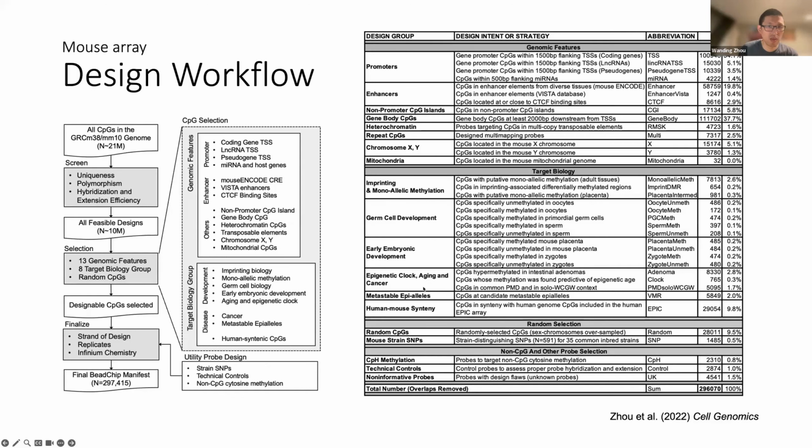But we also designed it with the goal of building data science tools such as epigenetic clocks, and to look at cross species, to study the conservation of epigenetic mechanisms across human and mouse. And aside from these designs with known biologies and known genomic content features, we also included some random CpGs to retain some capacity of exploring or understanding more unknown biology. And lastly, we included some utility probes for mouse strain typing and so on.